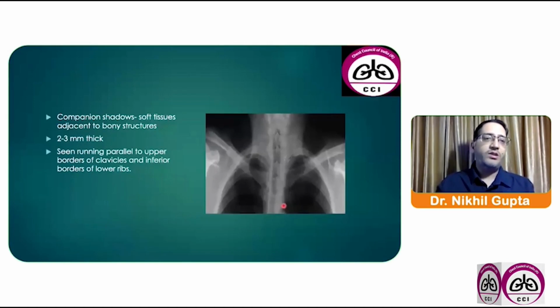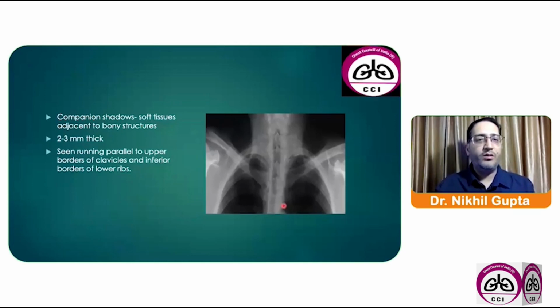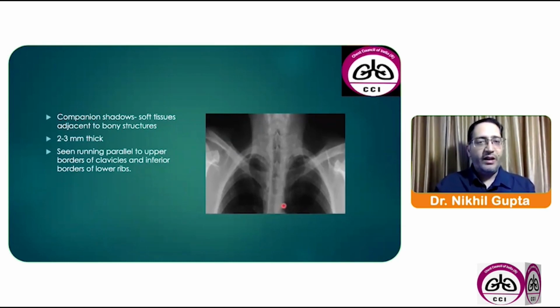Coming to companion shadows, these are soft tissue adjacent to bony structures, 2 to 3 mm thick, seen running parallel to upper border of the clavicle and inferior borders of lower ribs.